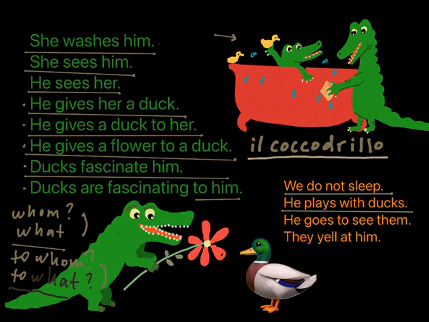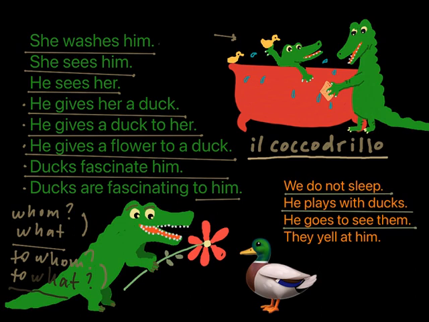He goes to see them. The same thing. He goes, he is the subject. He goes, and to see them doesn't answer the question whom, what, to whom, or to what. Therefore, there is no direct or indirect object.